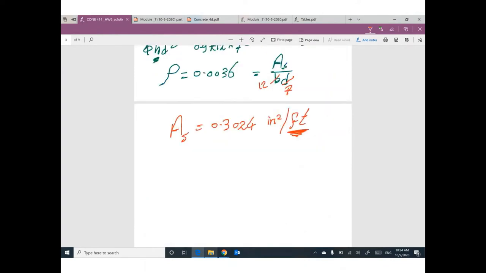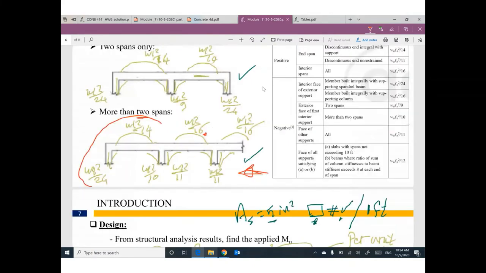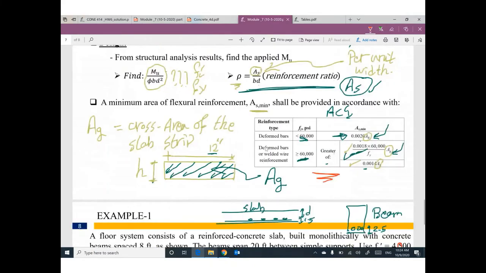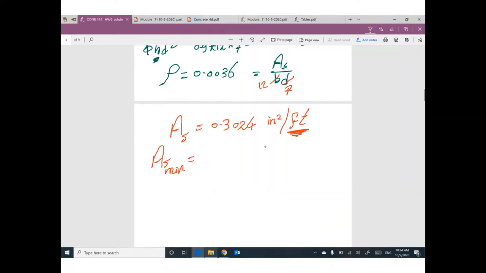Please go ahead and check the area of steel minimum. You have a value for area of steel minimum, I believe. Do you remember that? Here you go. Your area of steel minimum is equal to, with 60,000, I'm going to take this value or this value, 0.0018 or 0.0014. I believe your value will be bigger. This one will be bigger. So area of steel minimum will be okay.